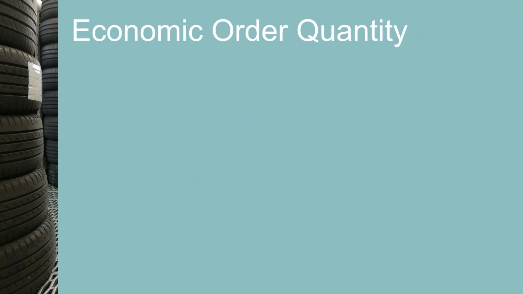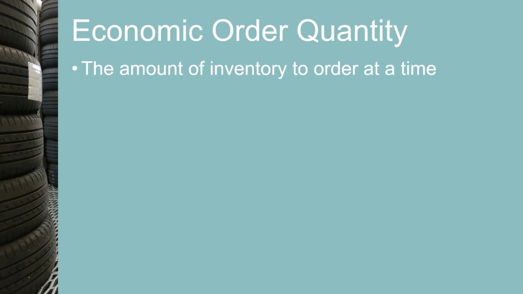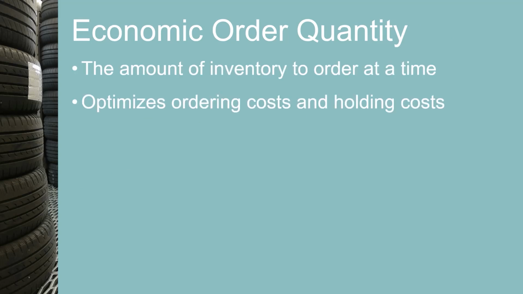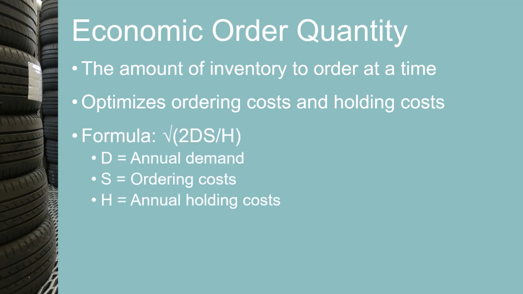The economic order quantity, or EOQ, calculates the amount of inventory to order at a time. It optimizes, in other words, balances ordering costs and holding costs. The formula is the square root of 2DS divided by H, where D is annual demand, S is ordering costs, and H is annual holding costs.